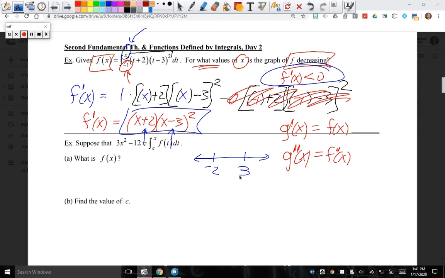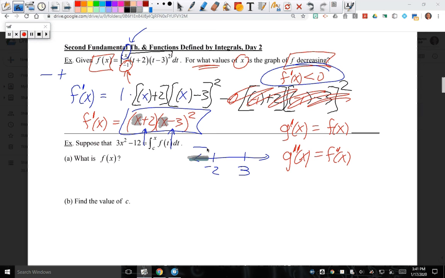Now I'm going to do sign tests. Let's check what the sign would be if I plugged in something in this interval, the first one right here. So like negative 3. Negative 3 plus 2 is a negative. Negative 3 minus 3 is a negative 6. Squared is always a positive. So this would be a negative product.